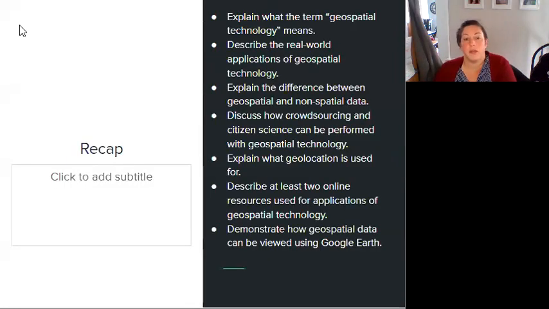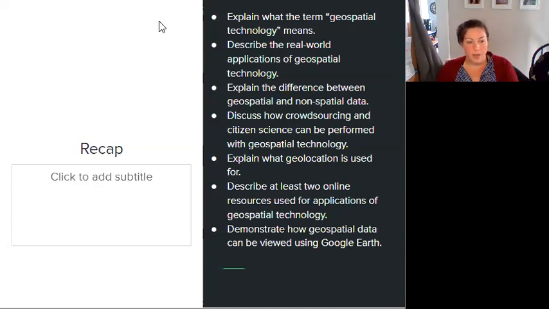To recap last week, we went over what geospatial technology means. Those are location-based services. We described real-world applications of geospatial technology. We watched those 3 videos, one on forestry, one on bird conservation with the Audubon Society, and one on healthcare uses of GIS. We explained the difference between geospatial and non-spatial data. And really the difference is that spatial data has a location. We didn't really go over crowdsourcing and citizen science, but if you've ever edited OpenStreetMap, you've got that down.